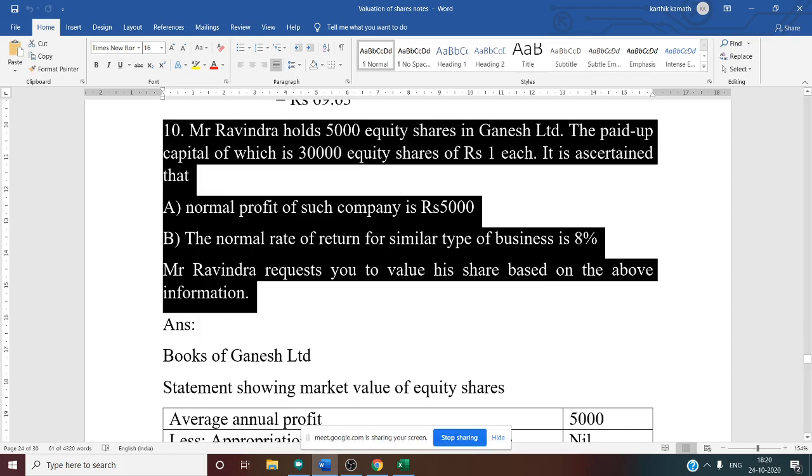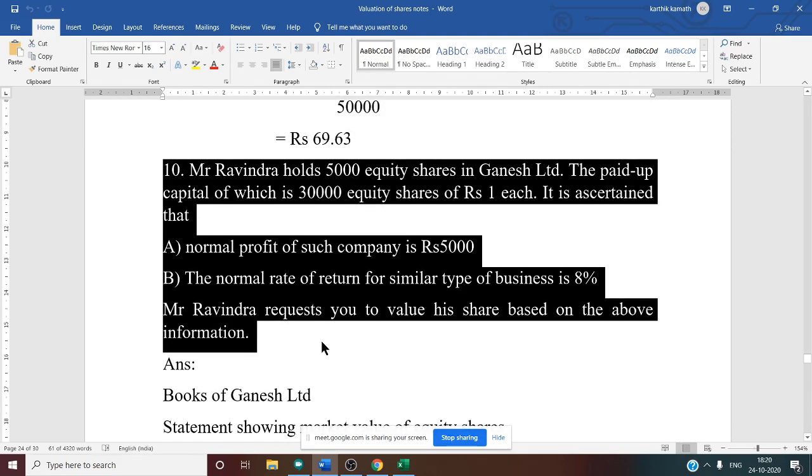So this normal profit is nothing but average annual profit. Average annual profit is directly given in the problem, 5,000. The normal rate of return for similar type of business is 8%. So this is nothing but NRR, specifically mentioned in the problem, that is 8%. Mr. Ravindra requests you to value his share based on the above information.